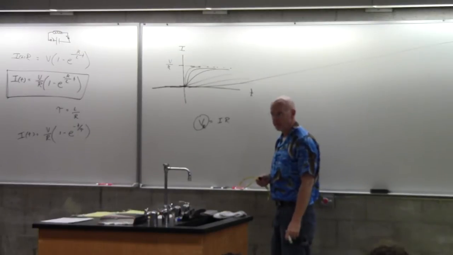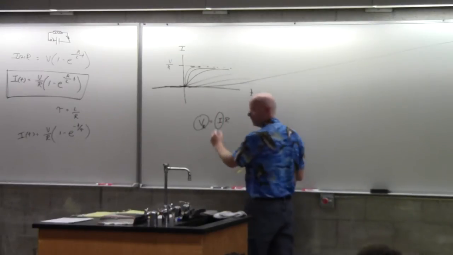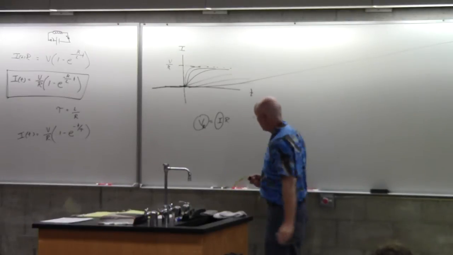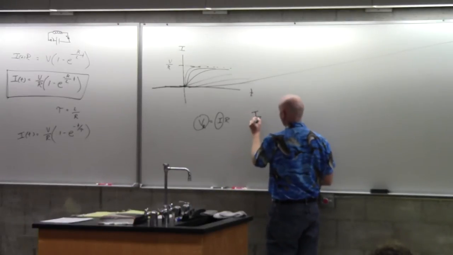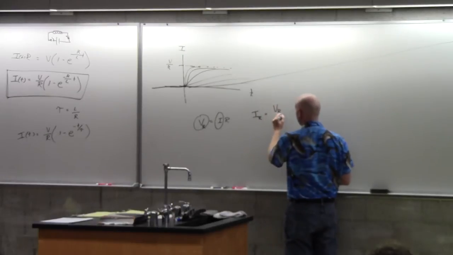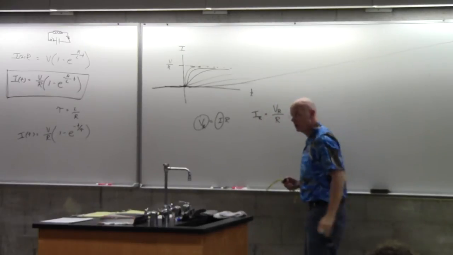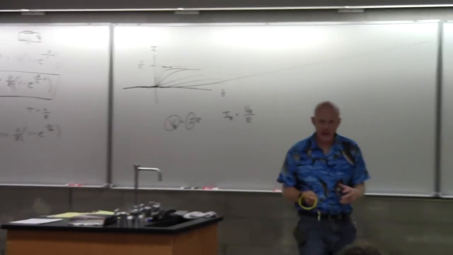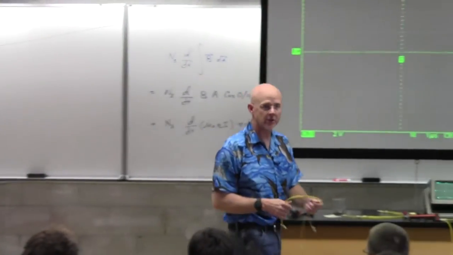Fair enough? It will be related to the current, but it won't be exactly the current. If I wanted the current on the resistor, I need to take the voltage that I'm about to measure and divide it by my resistance. But we'll see the same shape, and that's all we're after here.